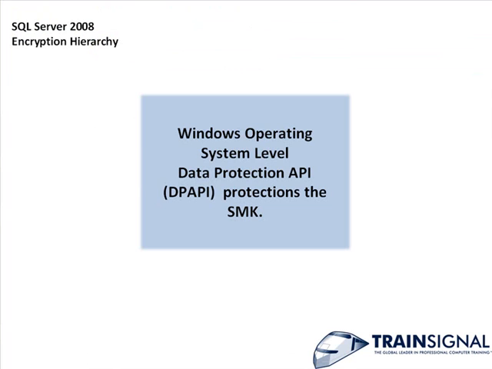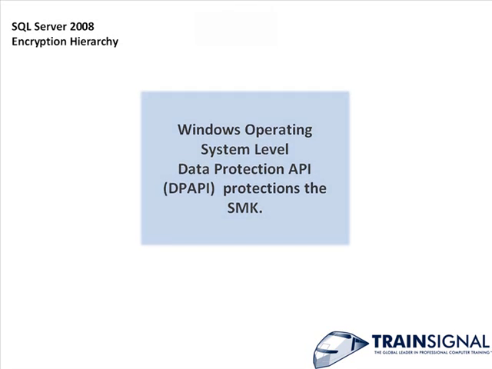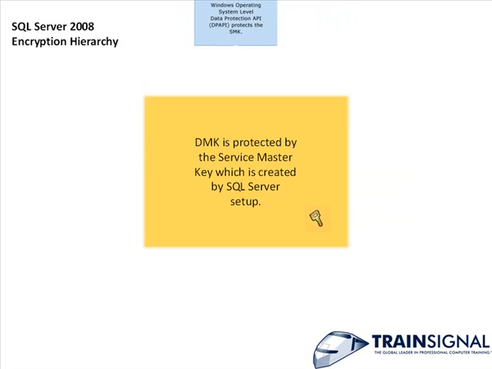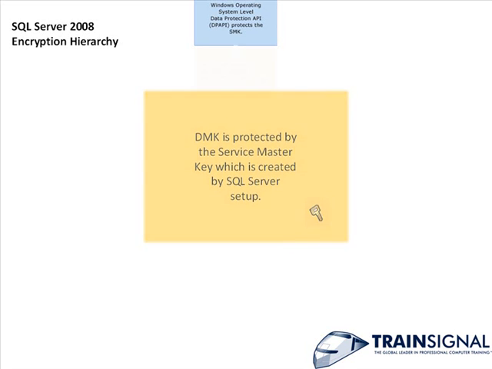Starting with the Windows operating system level itself, Windows provides an API, Application Programming Interface, that actually protects all the encryption that happens within SQL Server. It's the highest level of the hierarchy, and it's used to actually encrypt and protect the next level, which is known as the Service Master Key level, or the SMK. The SMK level, which is protected by Windows, is used to protect the next level, which is actually the database level.